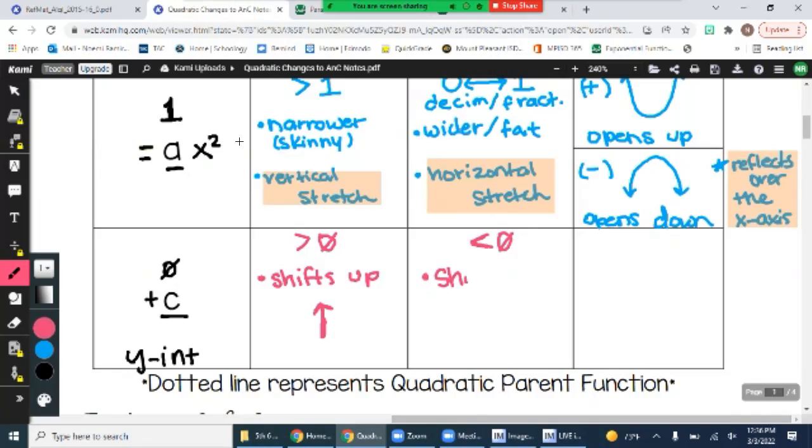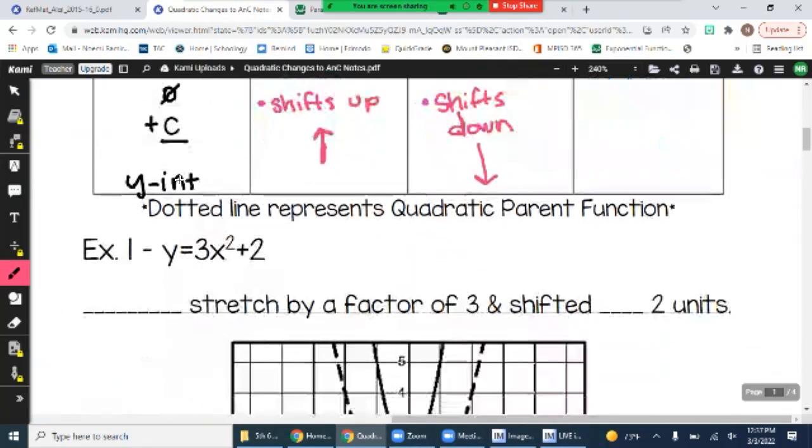So it shifts down. It moves the whole parabola up or down. That's all C can do. A can do two things. It's responsible whether it gets skinny or fatter, but also if it reflects or not, based on whether it's positive or negative.